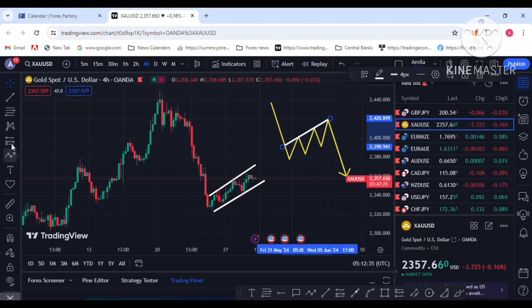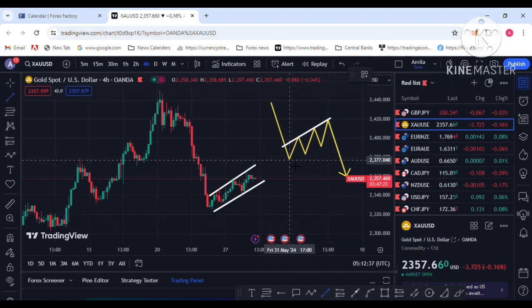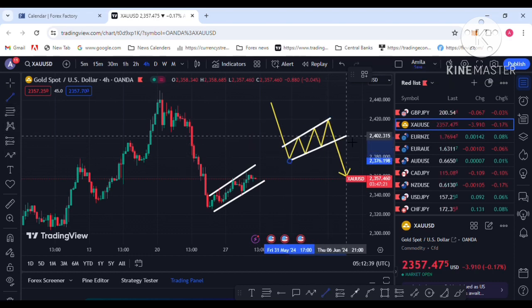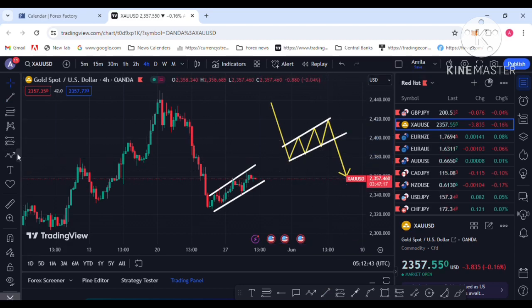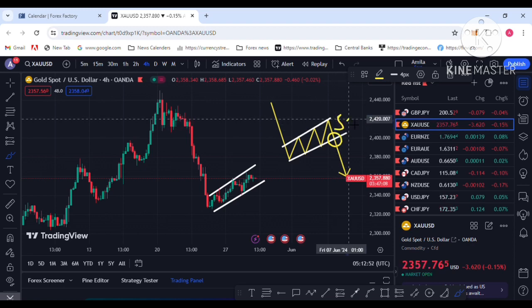This flag takes liquidity on both sides in this area, collects the liquidity, and drops down again. This is the bearish pattern. Your sell trade entry is at this point: a breakout to the downside, a retest, and your sell trade in this area.